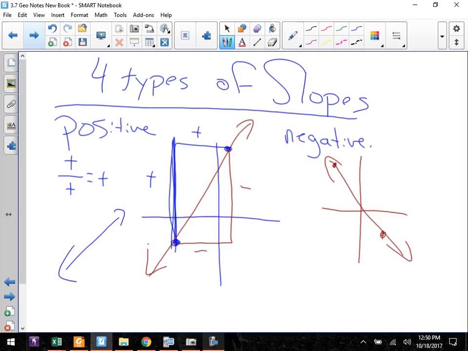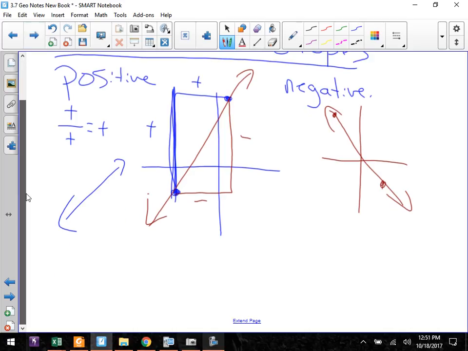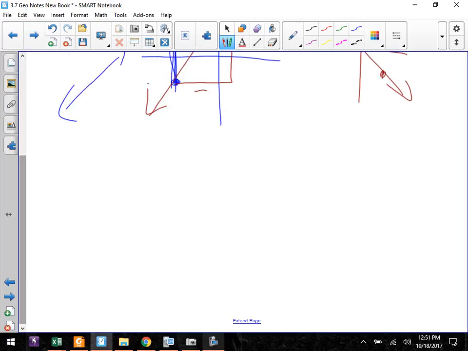Now the other two slopes then are the weird ones. I heard someone say left to right. What kind of lines move left to right? They're all straight, knucklehead. So if you have a horizontal line, what's the other one?